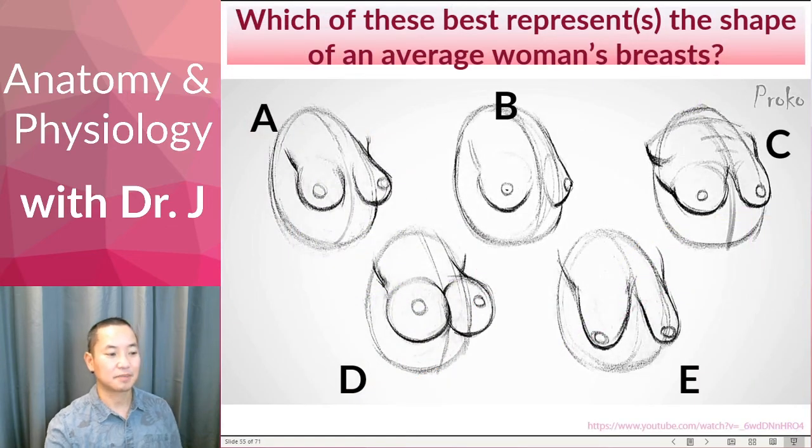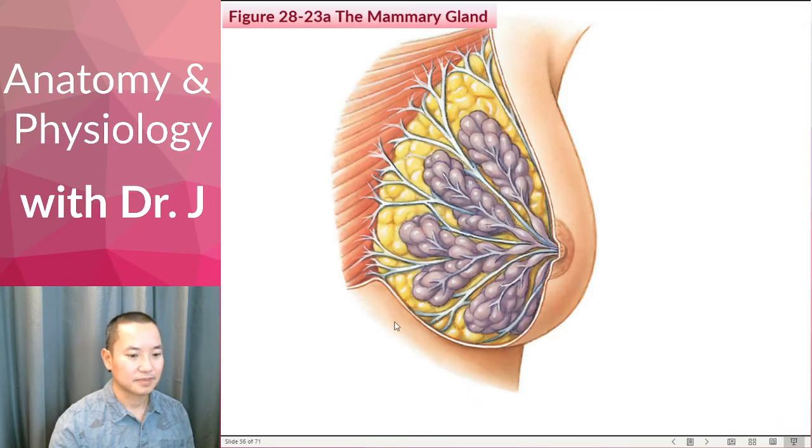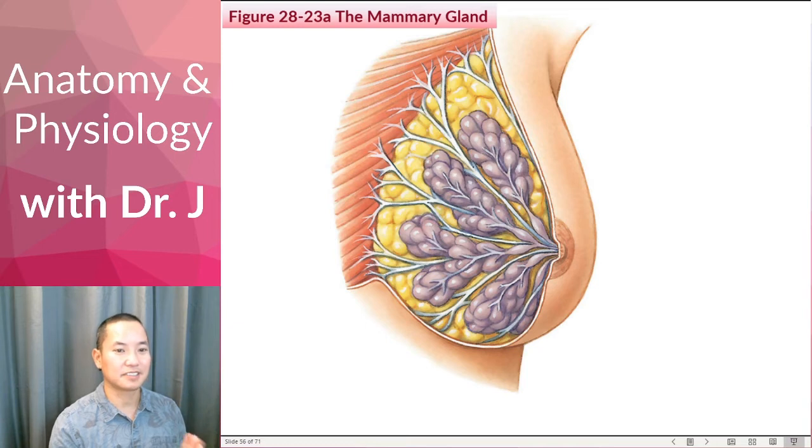Now, let's talk about breast morphology. Okay, we're done talking about the mammary gland itself. Now let's talk about the overall structure of the breast and tissue itself. What we see here, again, are the lobules all leading to a duct, and then the lactiferous sinus and leading to the nipple.